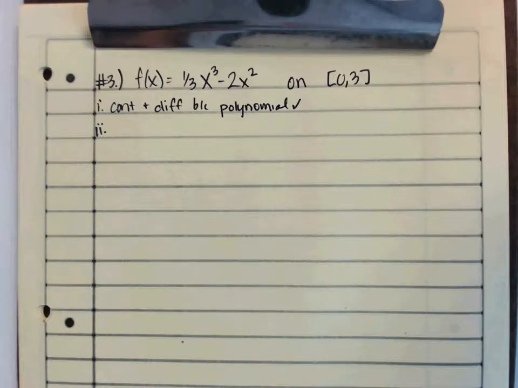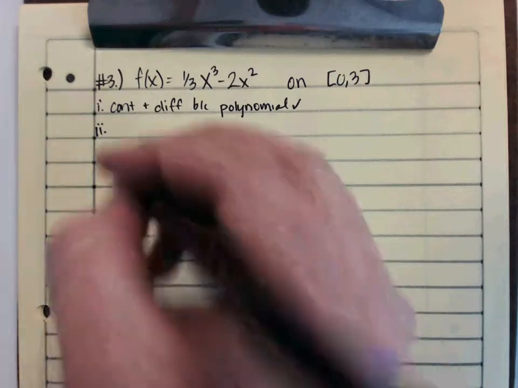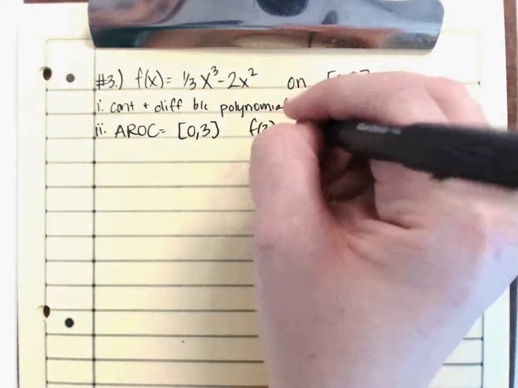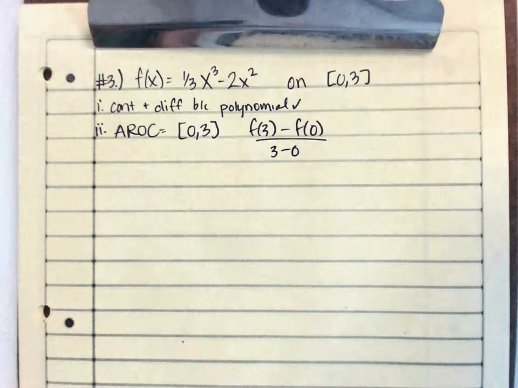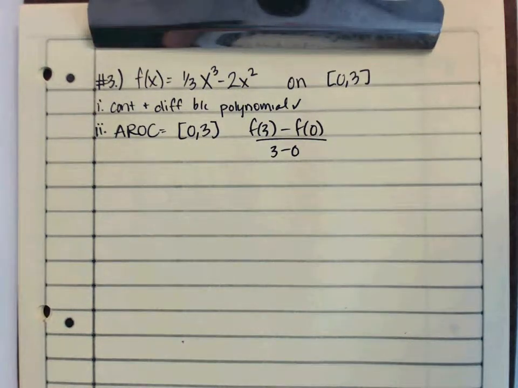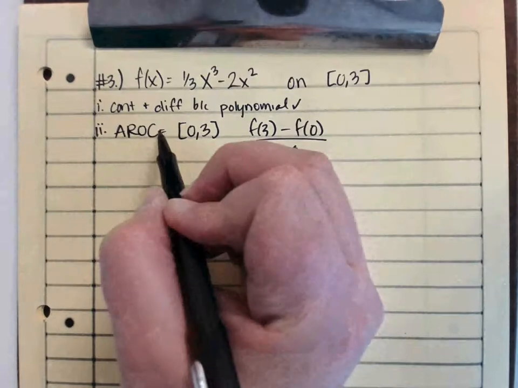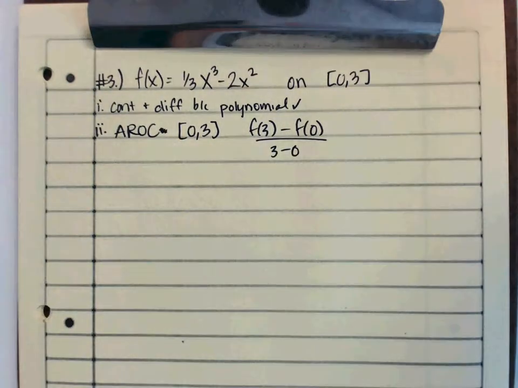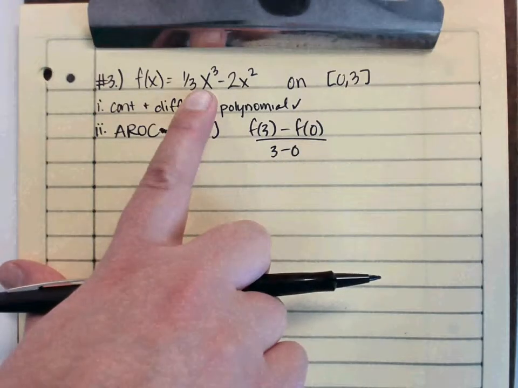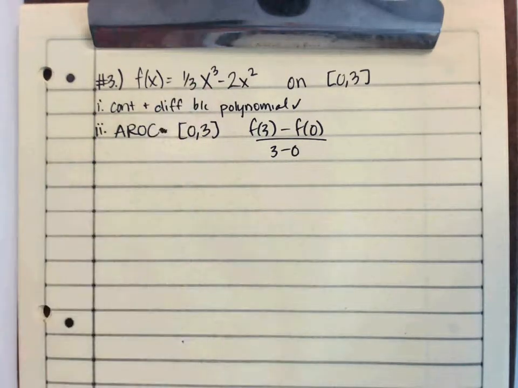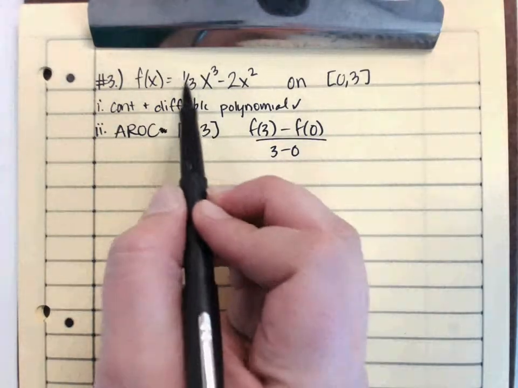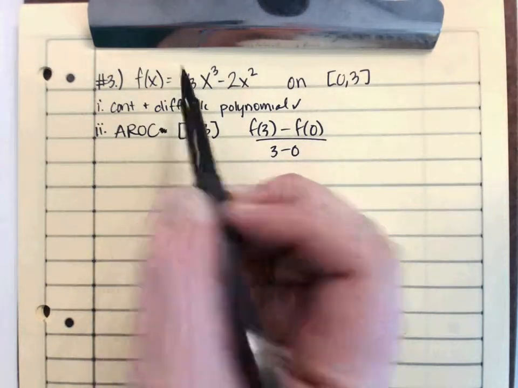Okay, item 2, you have to find the average rate of change so you can promise to me what the slope has to equal. So average rate of change on 0 to 3 is f of 3 minus f of 0 over 3 minus 0. There shouldn't be an equals there, really. Okay, do 3 first. 3 cubed, 27. Now divide it into a third. 9.